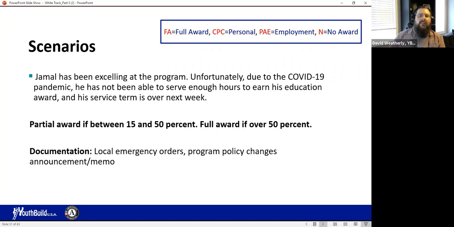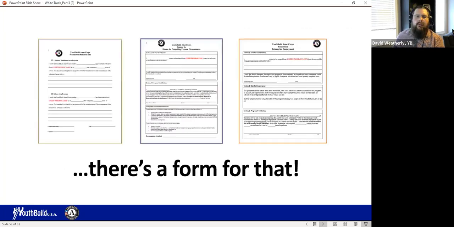For documentation purposes, again, we will go more in depth, but just as an example, we would want local emergency orders, something from the program policy changes, and perhaps an announcement or memo in the file. So again, we will discuss this in depth, but for now, you should be aware that there are indeed special circumstances around COVID-19 which could affect your members' capacity to exit.